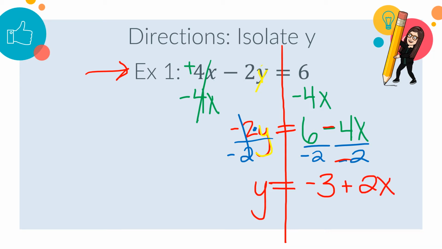So we can divide and multiply unlike terms, but we cannot add or subtract unlike terms. So we reached our goal. The y is isolated. I can now see my rule that I'm going to use in my table.